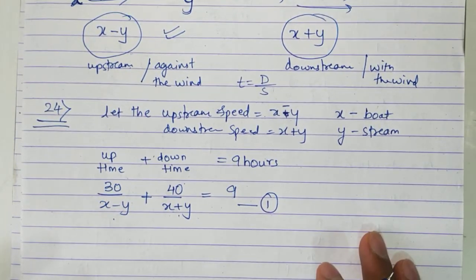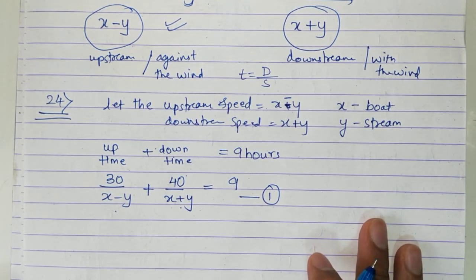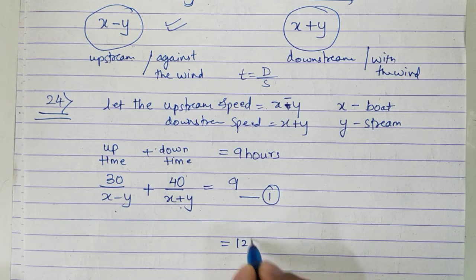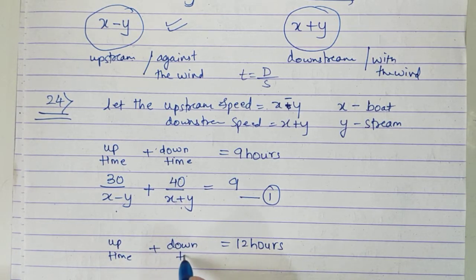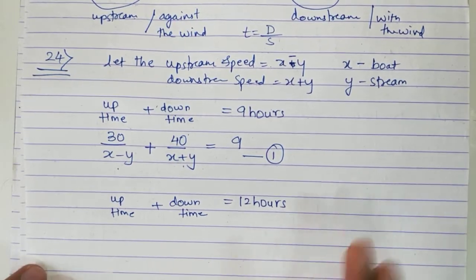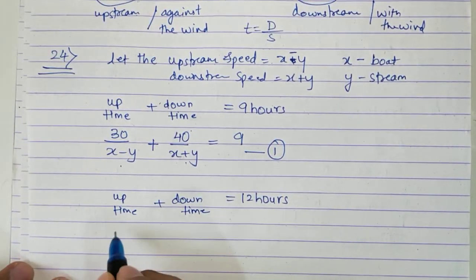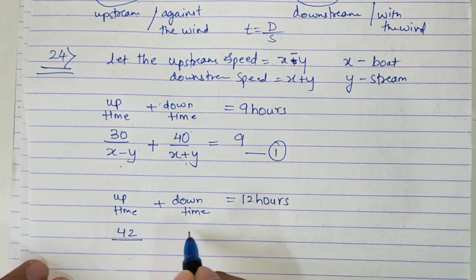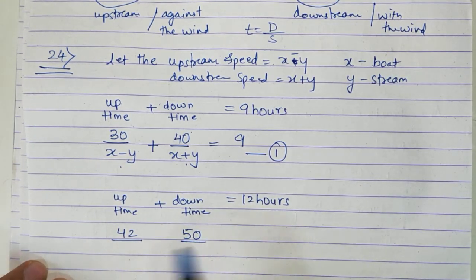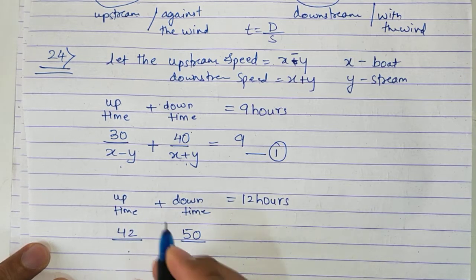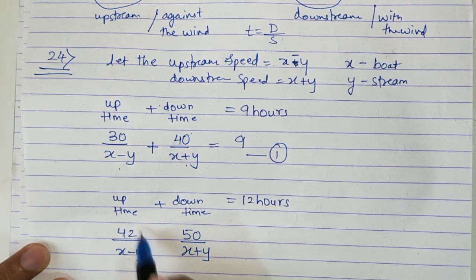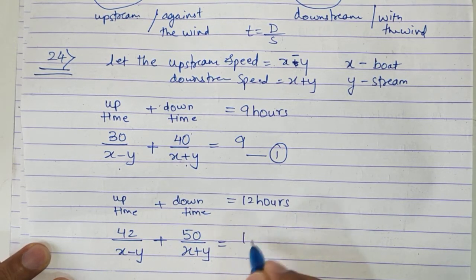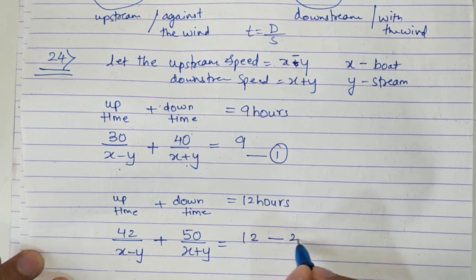Okay, the second case again they are saying but it takes 12 hours, so this time it is taking 12 hours, up time plus down time. Okay, so it takes 12 hours to travel 42 kilometers upstream and 50 kilometers downstream. ओके, सो ये डिस्टेंस है, टाइम कैसे मिलता है डिस्टेंस अपॉन स्पीड, सो अपस्ट्रीम की स्पीड होती है x माइनस वाई, डाउनस्ट्रीम की स्पीड है x प्लस वाई, so this is upstream time plus downstream time equals 12. ओके, this is my equation 2.